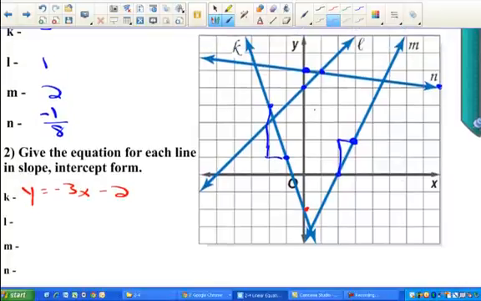Next on the list is L. L came through right here, so it's 1, 2, 3, 4, 5. So y equals 1x, or just x, and plus 5. M, that was the one down here, so 2, 3, 4, so negative 4. So negative 4 goes on the end. We had 2 as the slope, so 2x, and it equals y.